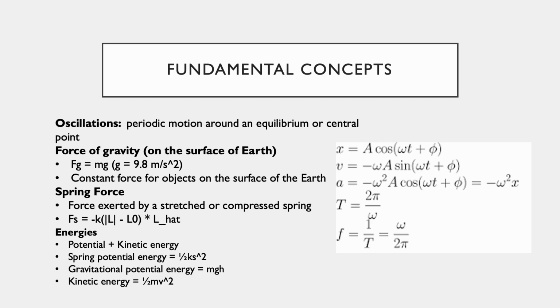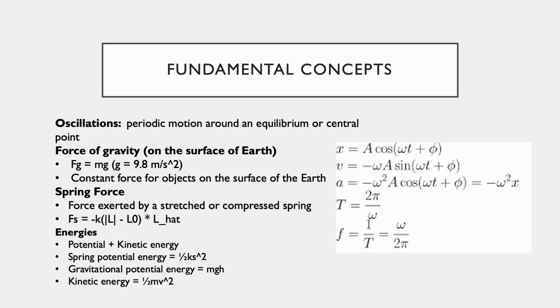Oscillatory motion is defined as a periodic motion around an equilibrium or central point. The equations used to calculate different components of oscillatory motion are shown on the slide. The mass on the spring undergoes two kinds of forces. The first force, the force of gravity, applies to all objects on the surface of the Earth and can be calculated using the formula mass times the gravitational constant g.